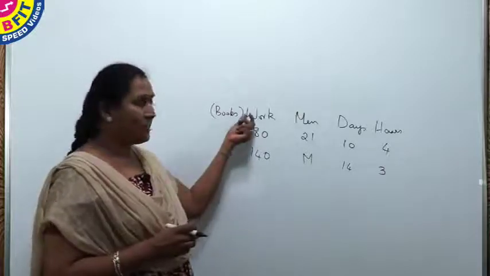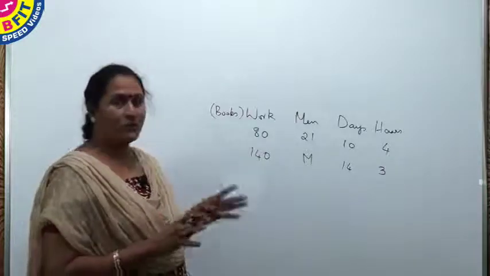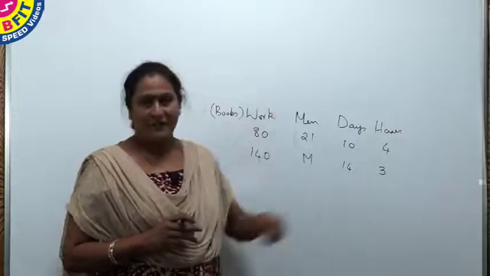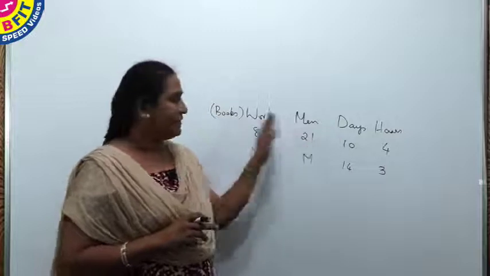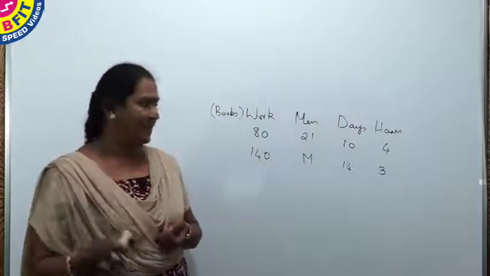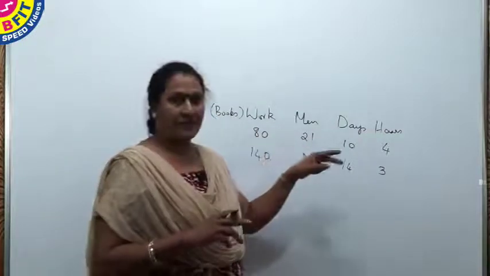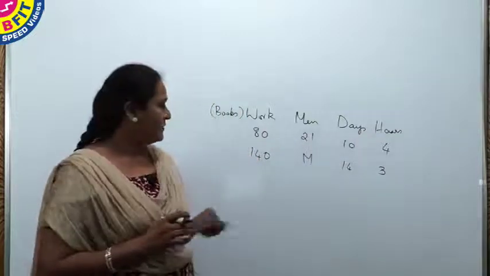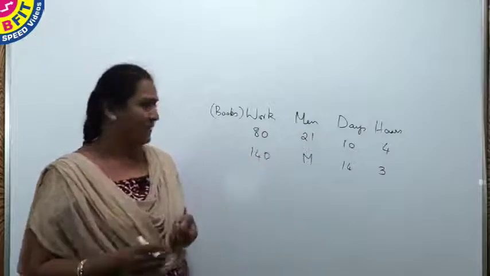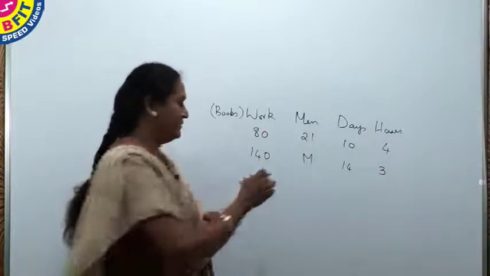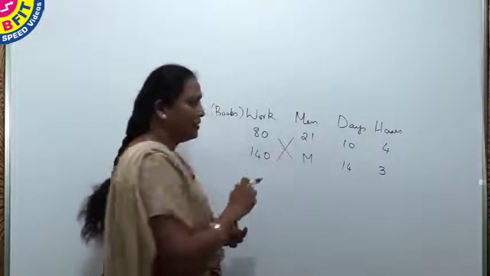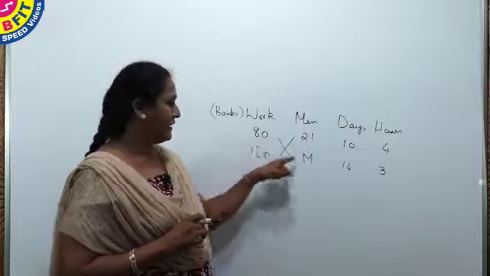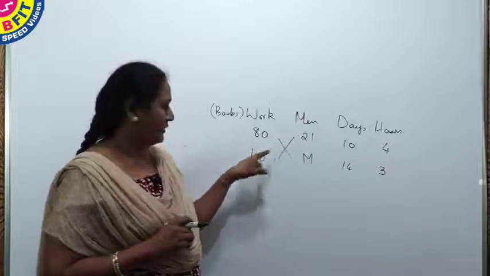Whenever you have the variable work, remember that the work will vary directly with all the variables. So work with days, work with hours, all will vary directly. And the other variables vary inversely with one another. So here men and work vary directly. As for direct variation, the cross product is the same. So we multiply here: 80 into m will be equal to 21 into 140.